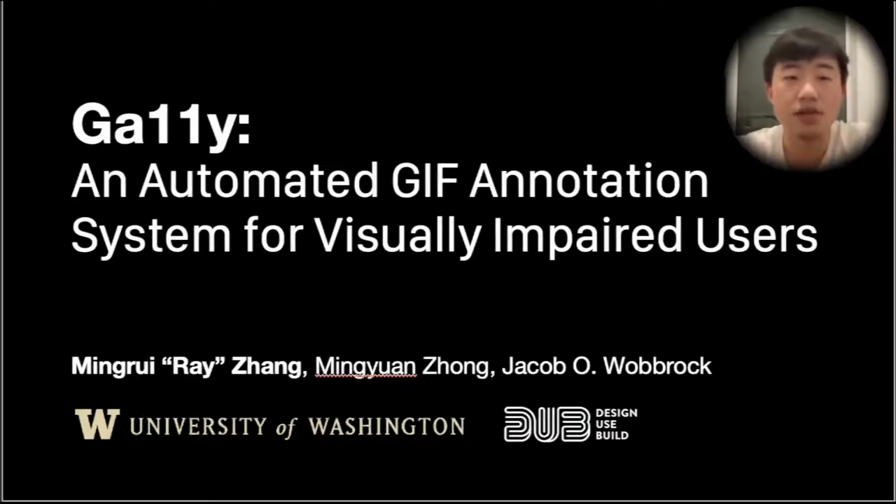After this talk, you will know how to help people with visual impairments to understand GIF contents on their phone, using Galley, an automated GIF annotation system for visually impaired users. Hi everyone, I'm Mingrui Zhang from the University of Washington, and I'm presenting this work in collaboration with Mingyuan Zhong and my advisor Jacob Wobbrock.